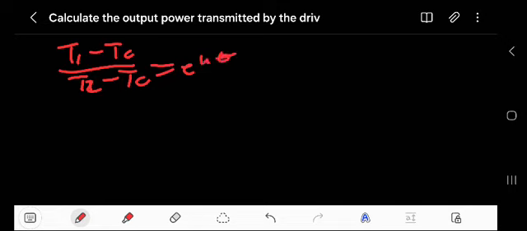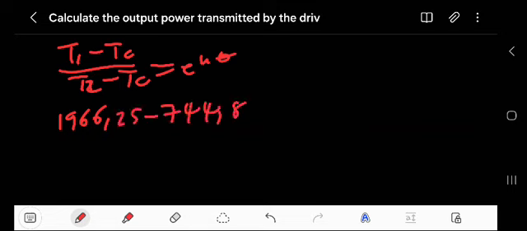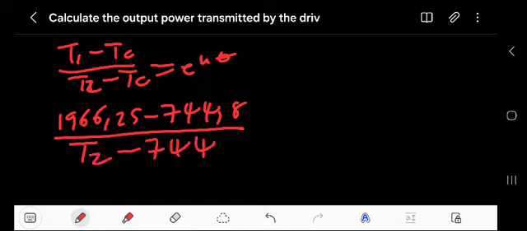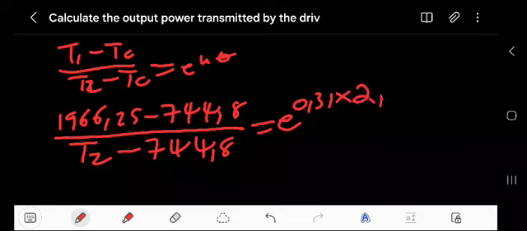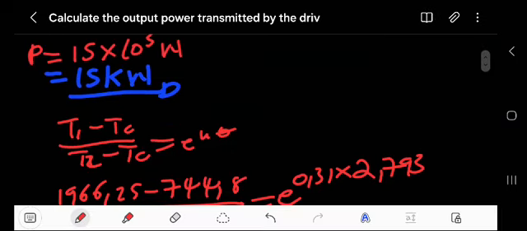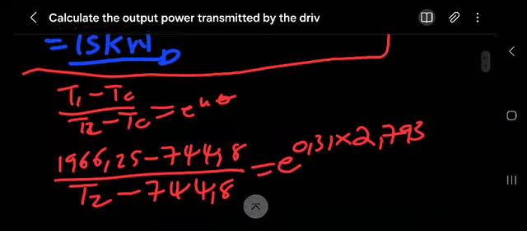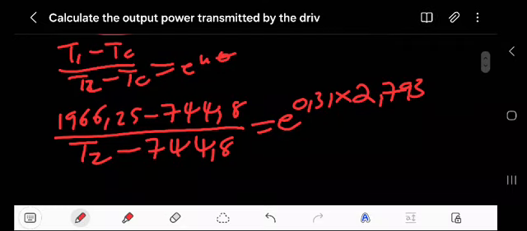T1 we have, it was 1966.25. TC was 744.8. T2 we don't know. TC is still 744.8. It's equal to e, coefficient of friction is 0.31. Let's say I'm using another method. Let's say you wanted to use this method, which is fine, no problem. Remember, this is the final answer, guys. Here I'm just using, if the other candidate might prefer, let's say maybe you prefer this, you can still use this.